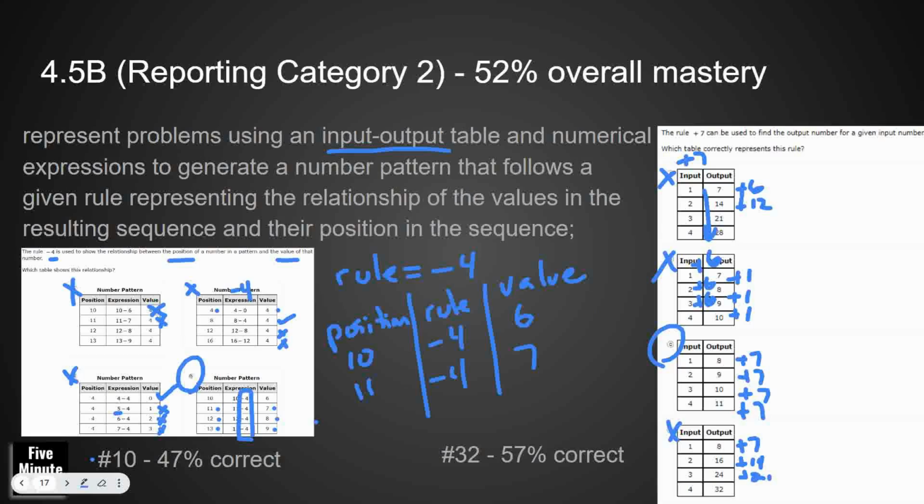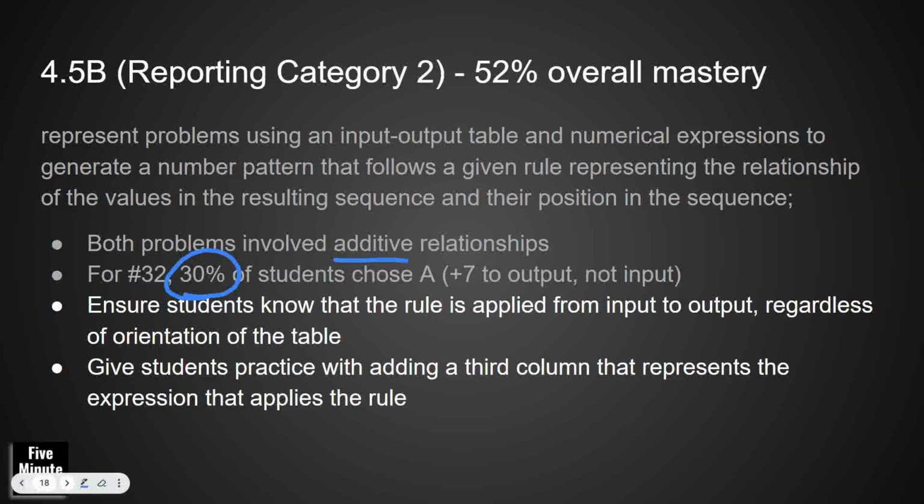This was the plus 7 all the way down. 7 plus 7 makes 14. 14 plus 7. 30% of them were looking for the plus 7, but they didn't know to look between the input and the output. They were just looking straight down the output. So 30% of our students choosing the same incorrect answer means we have a misconception.